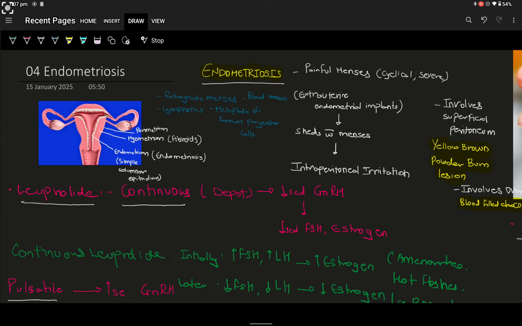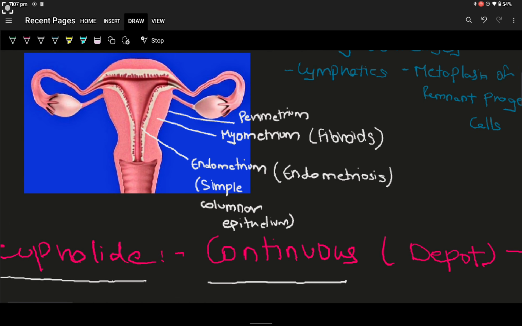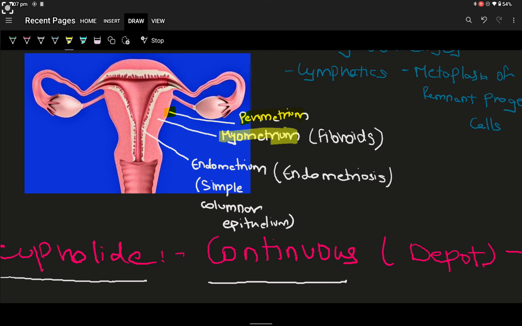In this video, we'll be studying endometriosis. Before knowing endometriosis, we should have an idea about the anatomy of the uterus. The external layer is the perimetrium, which is this thing. Then we have the myometrium, made up of smooth muscles, which is the middle layer, and the innermost layer, lining the cavity, is the endometrium.